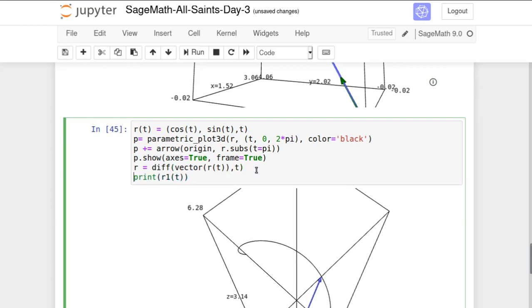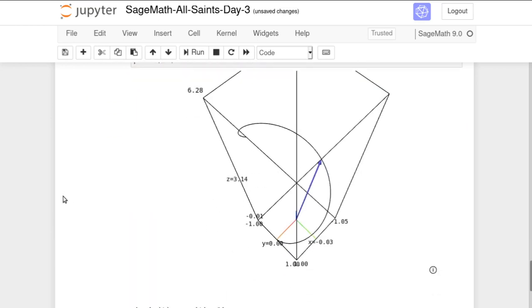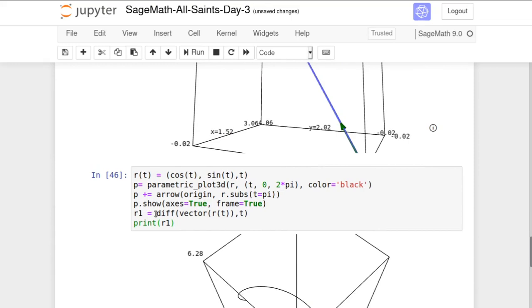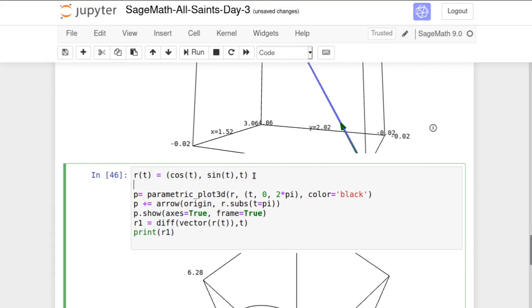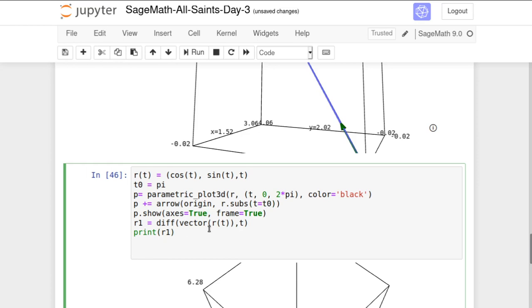And now let me print not r, r1, r dash. Print r1. We ask it to print r1. Am I getting some result? Okay, here I'm getting the result. So the derivative I'm getting. Now to plot the tangent vector corresponding to t naught equal to pi, okay, t naught equal to pi. So corresponding to t equal to t naught, we can plot the tangent vector in the following way.